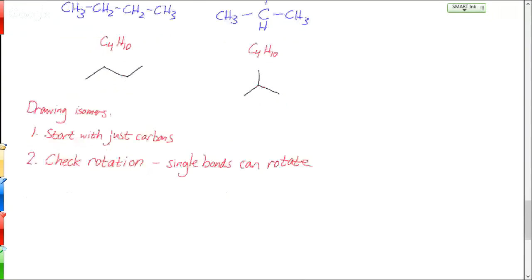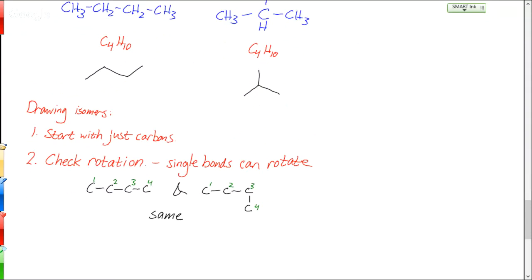single bonds can rotate. So if I draw something like this and that, these are the same. The reason I know them to be the same is that if I number them, they're still connected in the same order. The only difference between those two structures is that I've twisted one down. But because single bonds can rotate, that's okay. We can use whatever angles we want.